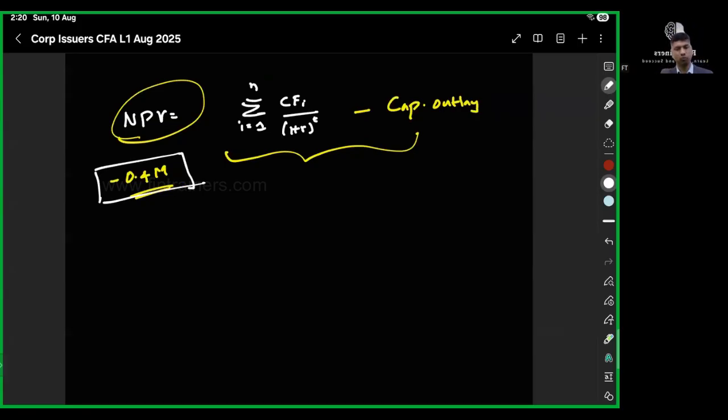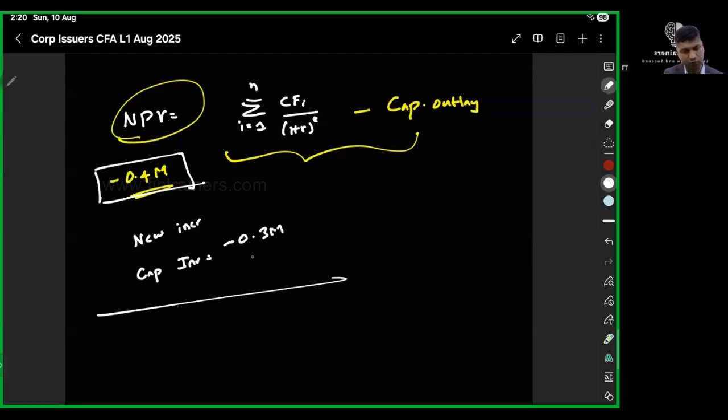But then if someone in your team tells you, okay, you know what, to this, we will add another investment, new investment, incremental capital investment. And this one is going to be minus 0.3 million. So now what happens? This is also in today's time. So you just add to the minus 0.4. So your new NPV will be minus 0.7, right?